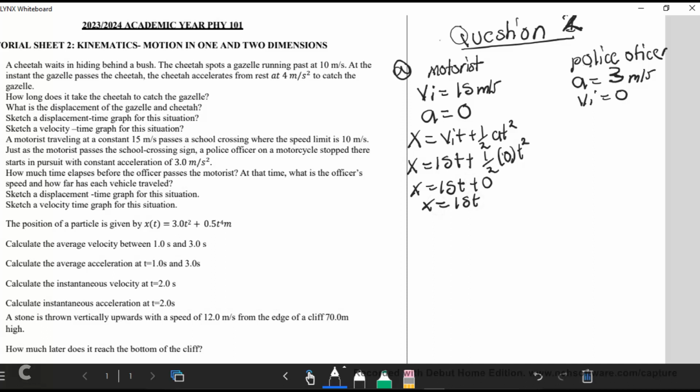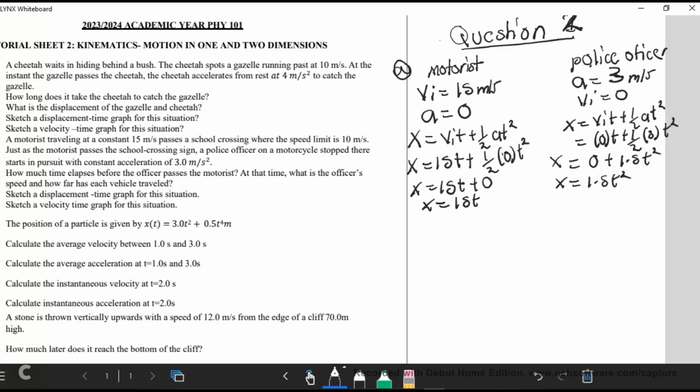How about this side? It's just the same thing. x is equal to VIT plus 1 over 2 at squared. Our initial velocity is 0 here, then t, plus 1 over 2, what's the acceleration? That is 3, then t squared. This is 0 plus, when you divide there, it will be 1.5t squared. This is x. So the equation for the police officer will be x equals 1.5t squared.